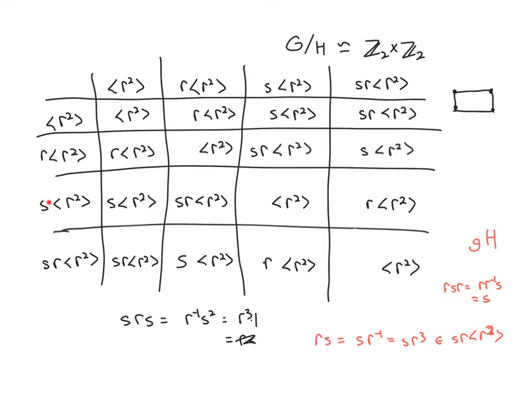Multiplying through by S gives you S. S times R is SR. S times S is S squared, that's the identity. S times SR is S squared R. S squared is the identity, so you just get R.